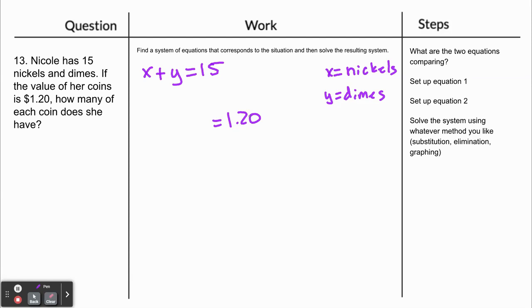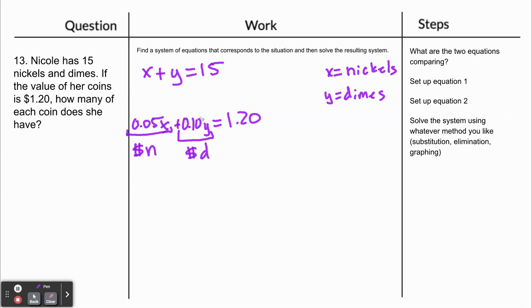So if I take the cost of nickels and multiply it by however many nickels there are, that's going to give me the amount of money that I have in nickels. So I know a nickel is 0.05, and I'm going to multiply that by X. That represents the amount of money I have in nickels. Then I take 0.10 because that's how much a dime is worth. I multiply it by however many dimes I have, and that's how much money in dimes I have.